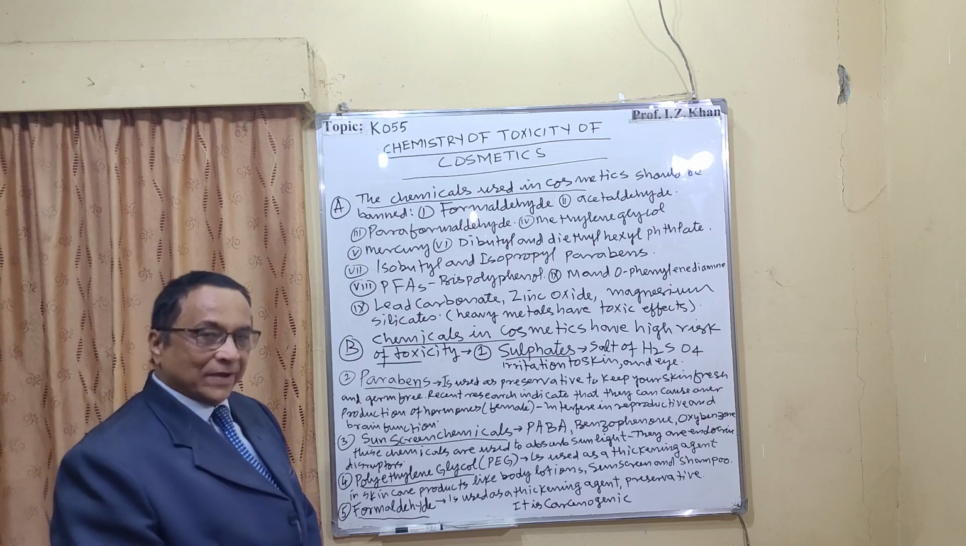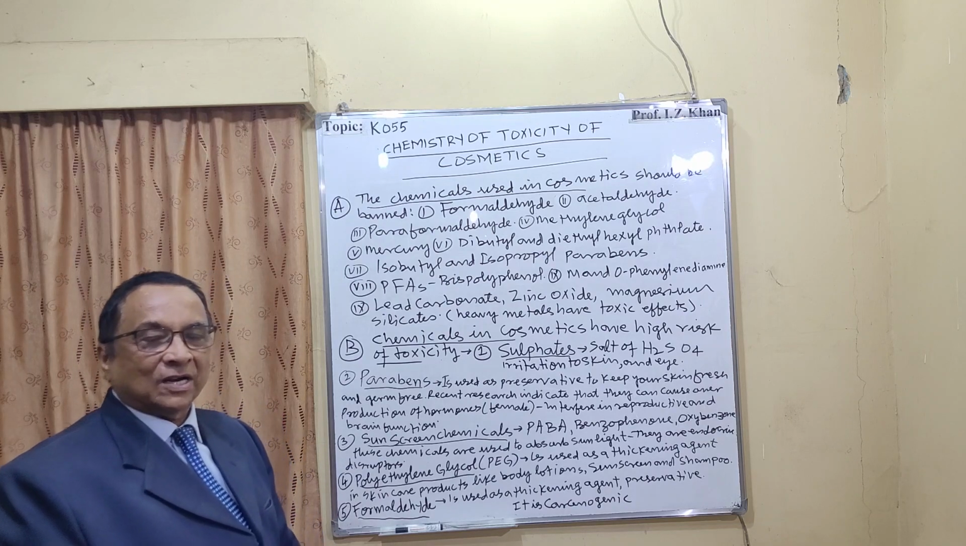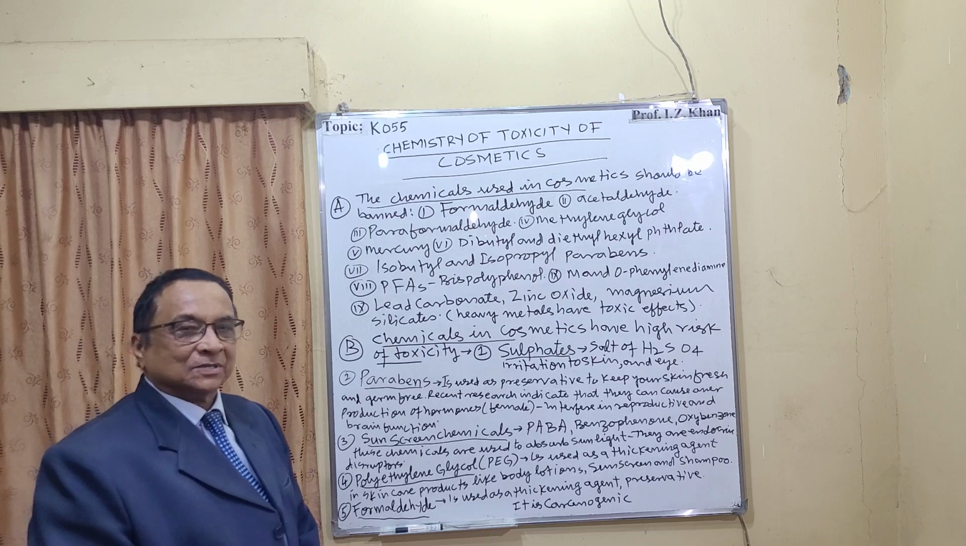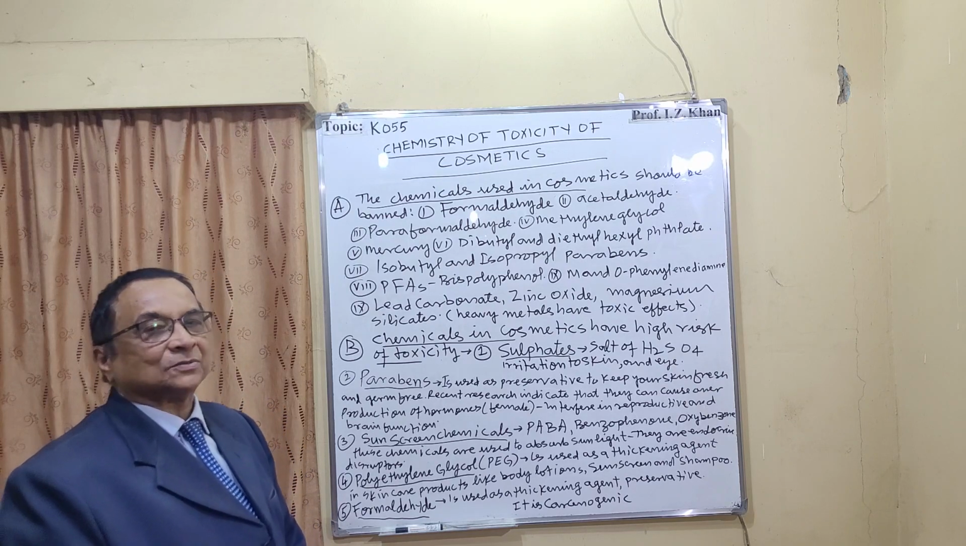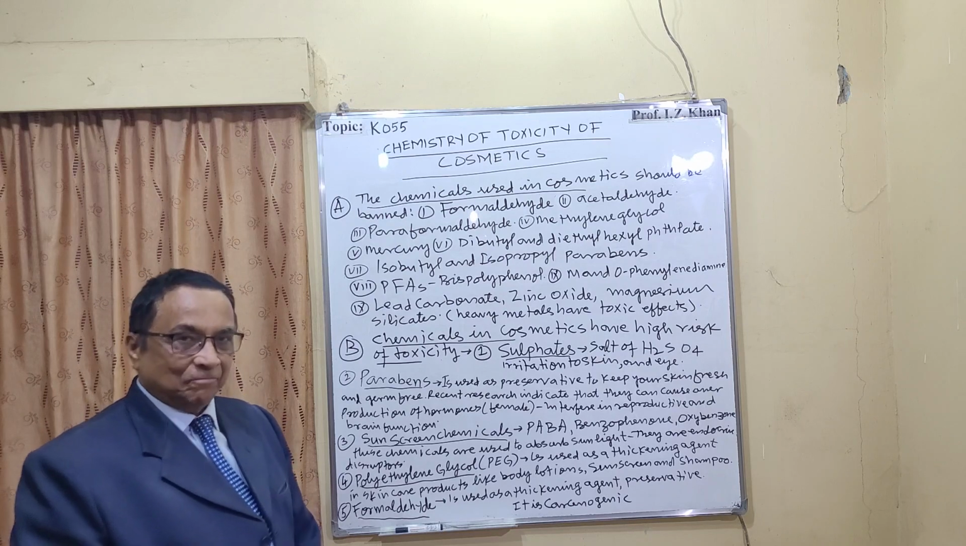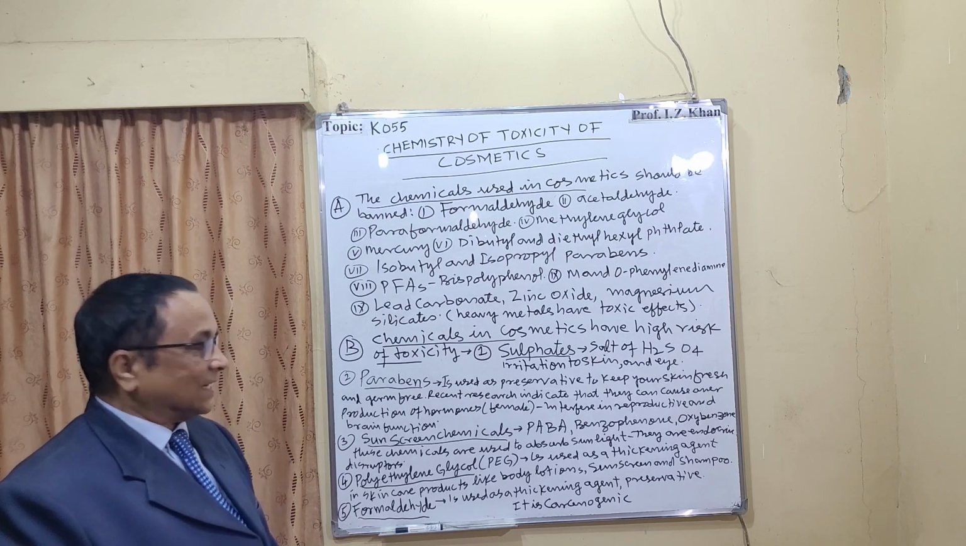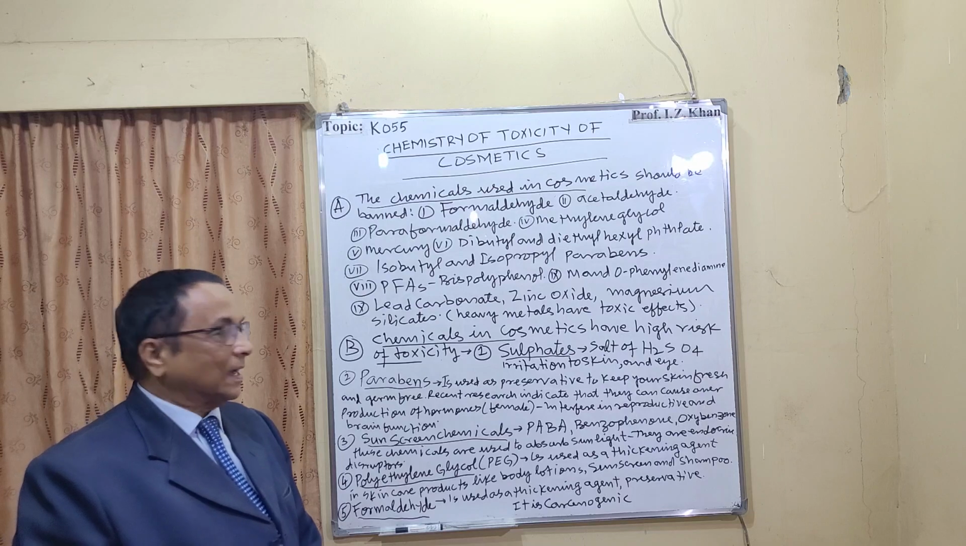One is sulfates. All the sulfates, whatever is used, barium sulfate, calcium sulfate, they are all salt products of sulfuric acid. So they are irritating to the skin and to our eyes.